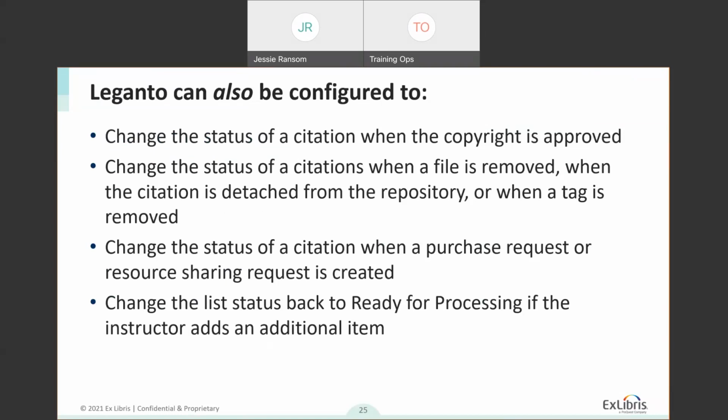You can change the status of a citation when the copyright is approved. So if that's kind of the last step or the only step, and then you want it to mark as complete, you can do that. You can change the status when a file is removed, when a citation is detached from the repository, when a tag is removed, when a purchase request or a resource sharing request is created. And you can also change the list status in different situations as well.